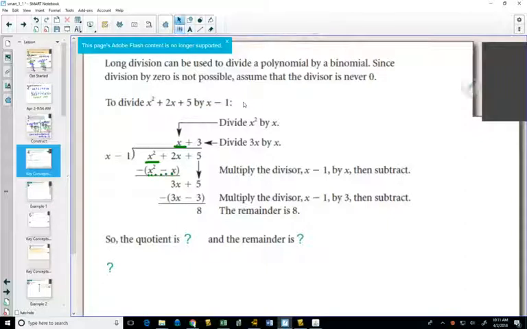And now your biggest value with what's left is a 3x. So you go through this process. It's an algorithm in that you do the same process over and over again. If you can do the process right once, now we look at 3x plus 5 and say, what can I multiply x minus 1 by to get a 3x? Well, that would be 3. And 3 times x minus 1 would be 3x minus 3. We subtract again, and we get a remainder of 8. So we would say the quotient is x plus 3. The remainder is 8.